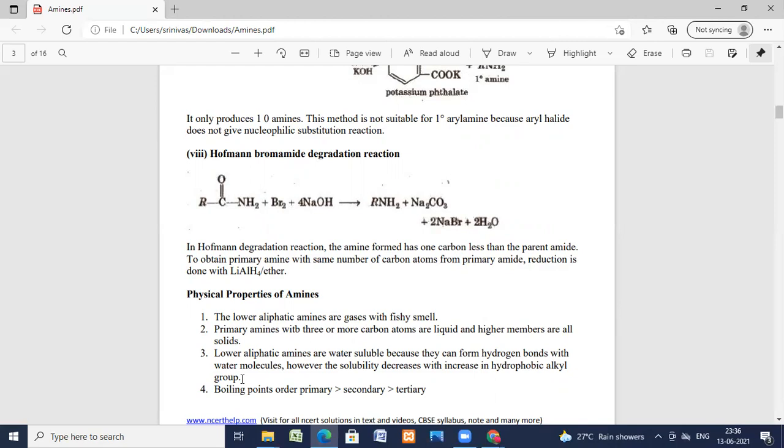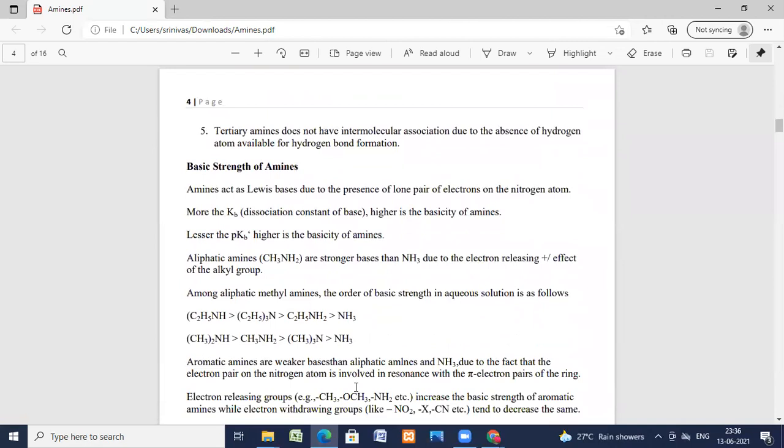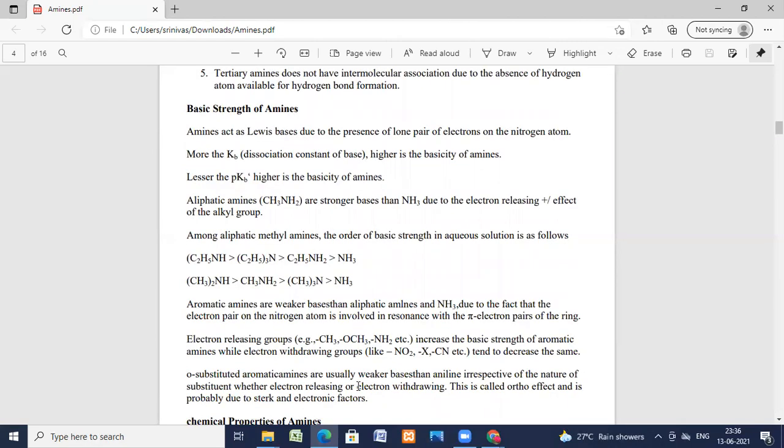Boiling point order of the primary, secondary, tertiary is as follows. The boiling point of the primary amine is more than the secondary and the tertiary. The tertiary has 3 alkyl groups and steric hindrance, and easily that gets broken up, so the boiling point is less. Then secondary, and then the primary. Tertiary amines do not have intermolecular association due to absence of hydrogen atom available for hydrogen bond formation.